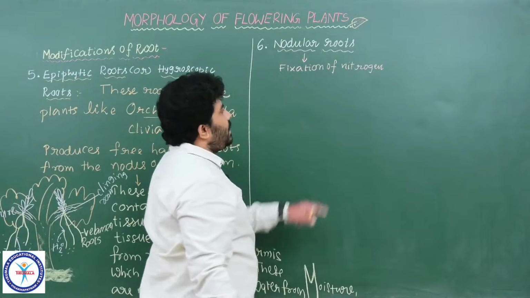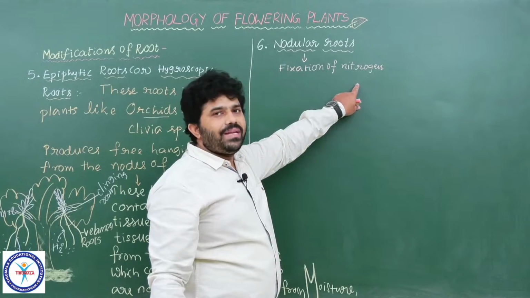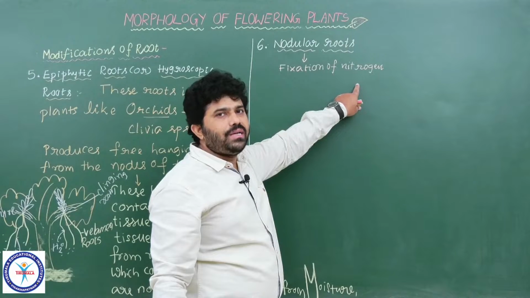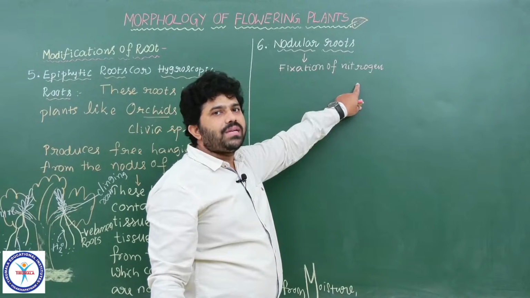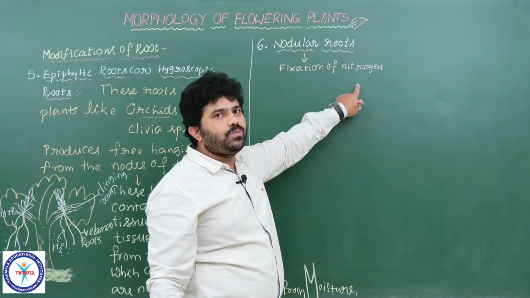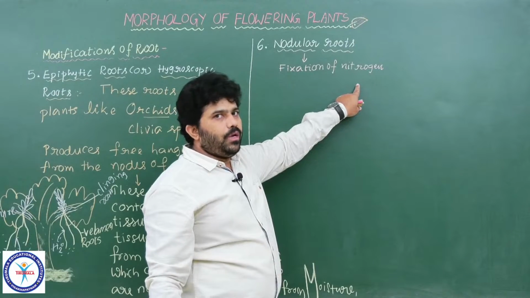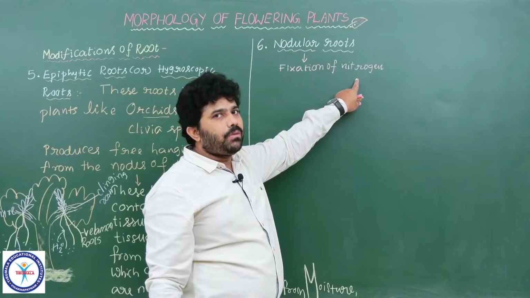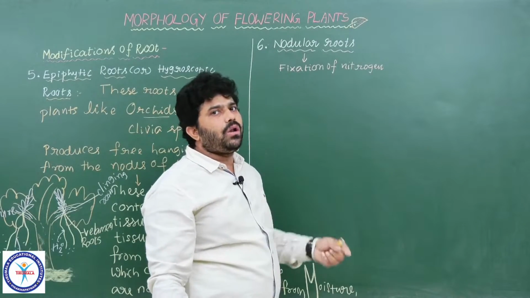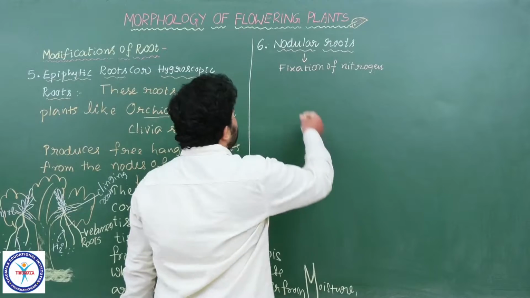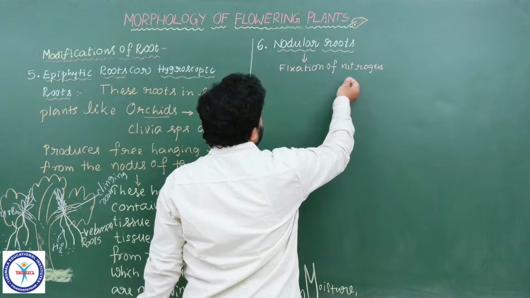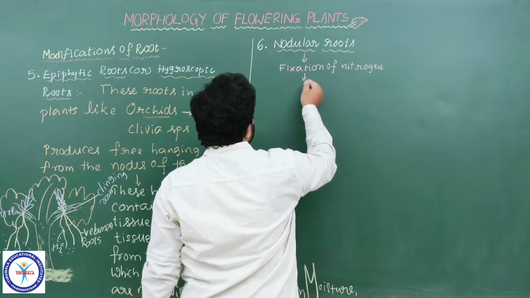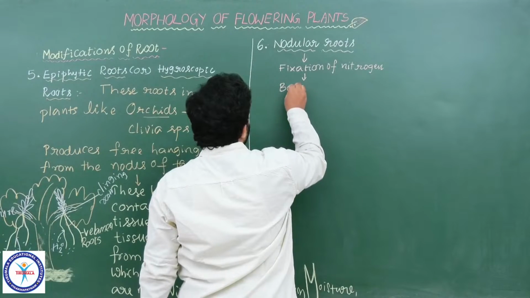In the environment, the nitrogen amount is 78 to 79%. Among the rich amount of gases, nitrogen is the most in the atmosphere. But that nitrogen content is not directly absorbed by the plants. Plants depend on other factors. Here we see fixation of nitrogen done by some special organisms like bacteria.